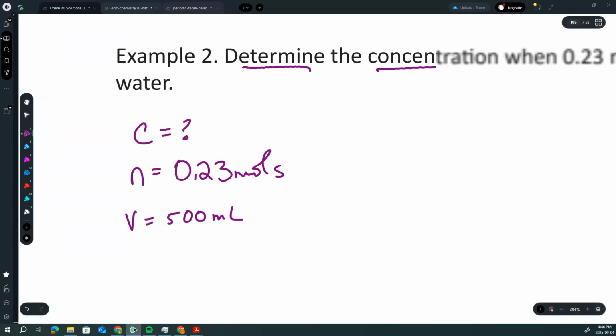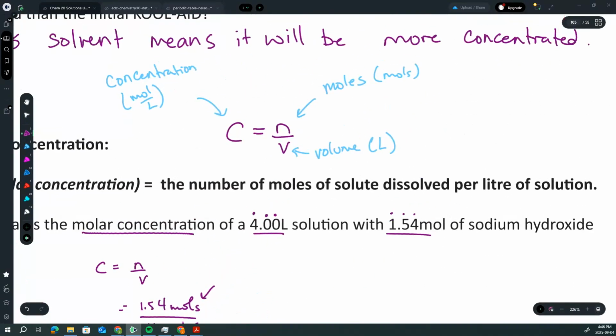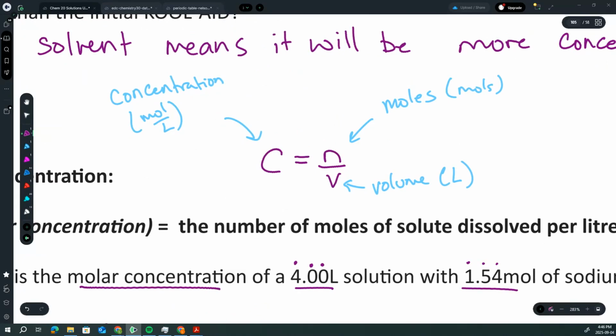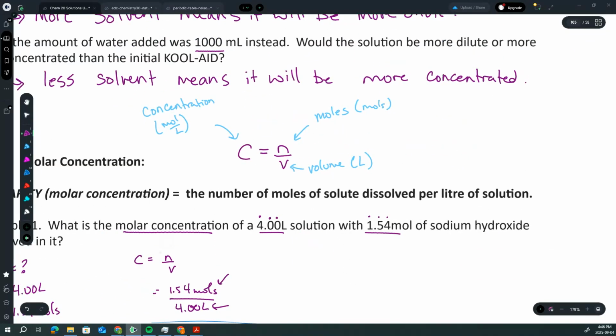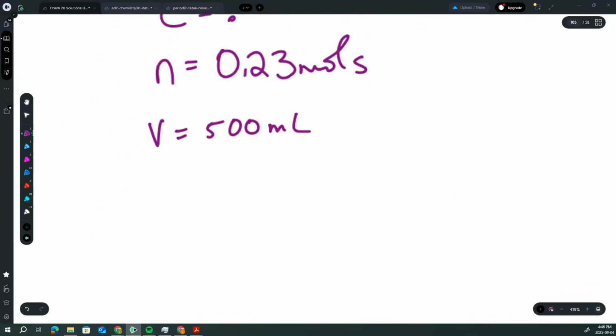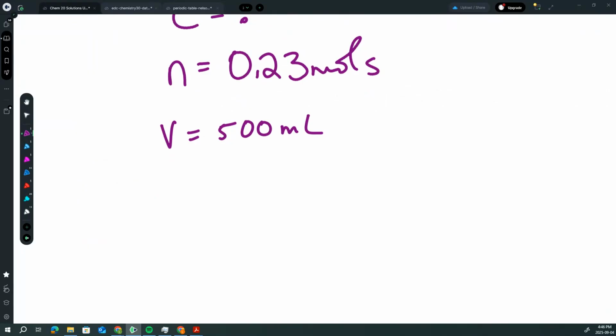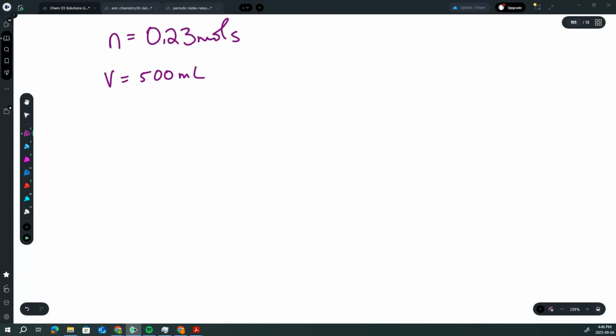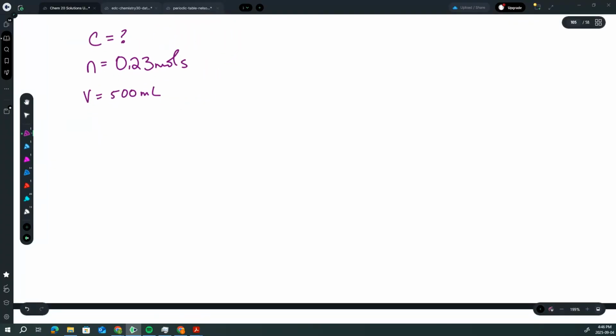Okay, so just as a reminder here, looking at our formula, volume is going to have to be in liters so that our units for concentration can come out as moles per liter. So we're going to have to do some adjusting before we get to our formula. We need to convert our volume from milliliters into liters. Okay, there are a couple of ways that you can do it, but I'm just going to quickly write out the metric conversion line that I've talked about in previous videos.